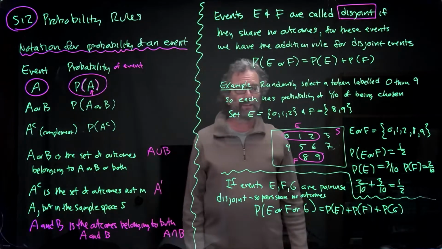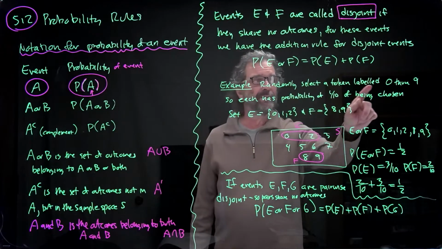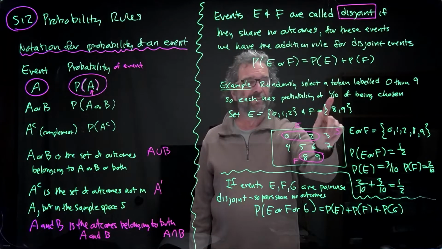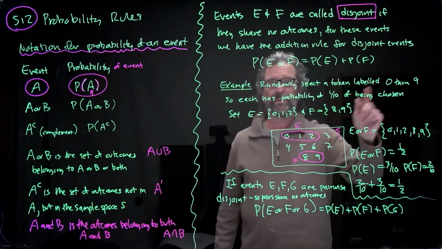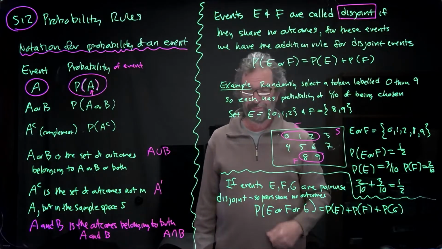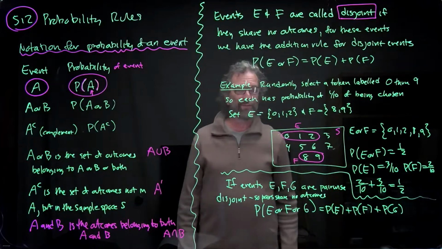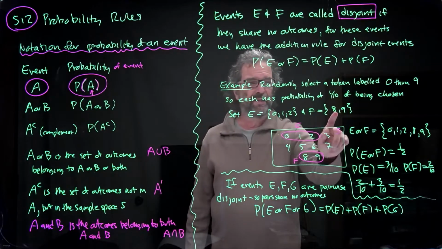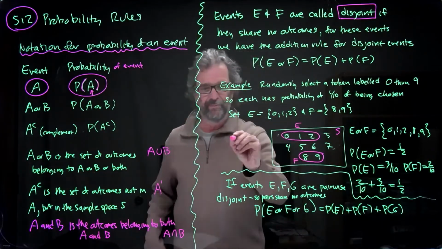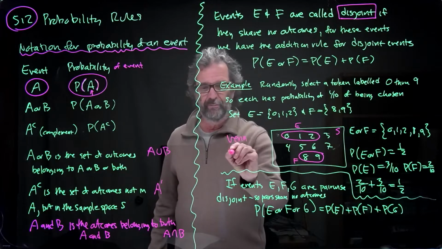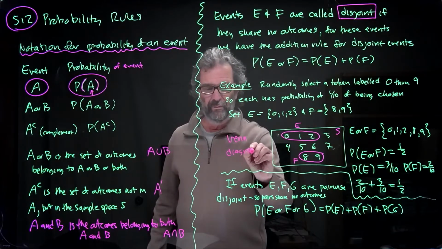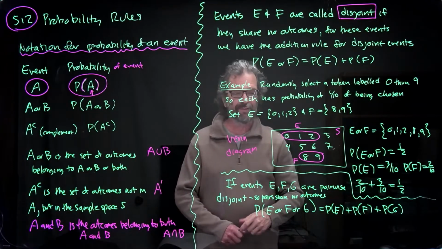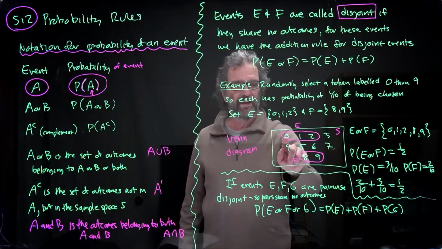So let's look at an example of that happening. Here's the random experiment. Randomly select a token labeled 0 through 9. So each token has probability of 1/10 of being chosen. 0 through 9 represents 10 tokens total. They're equally likely, so each has probability of 1/10. And then we'll set E to be 0, 1, and 2, and F to be 8 and 9. This is a Venn diagram of the outcomes. Here I've got the sample space represented by this rectangle, and the outcomes sitting inside it.